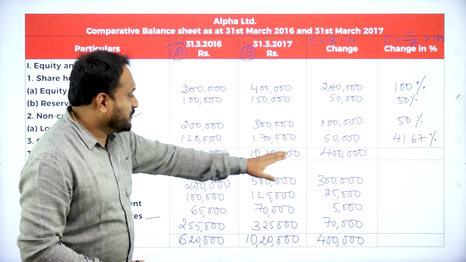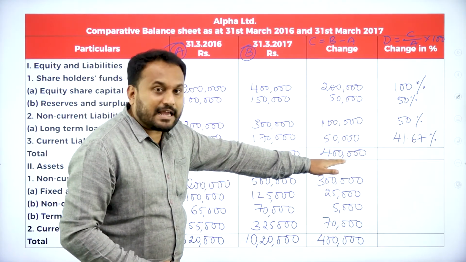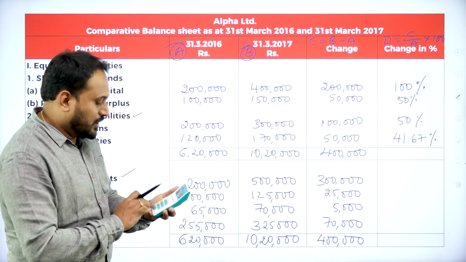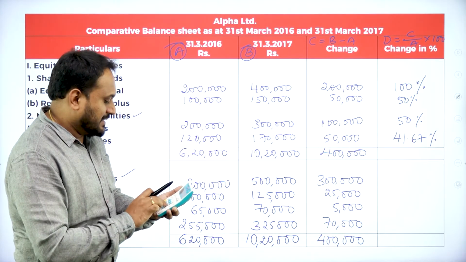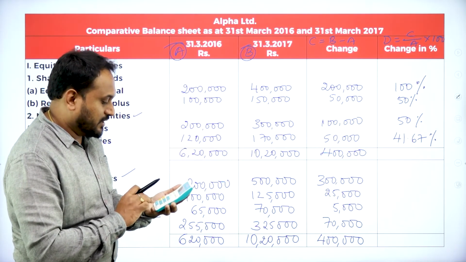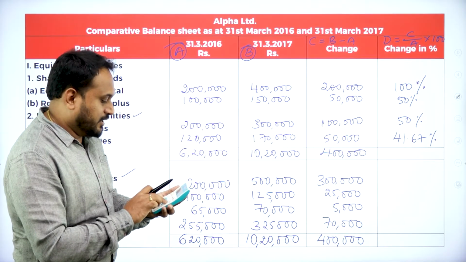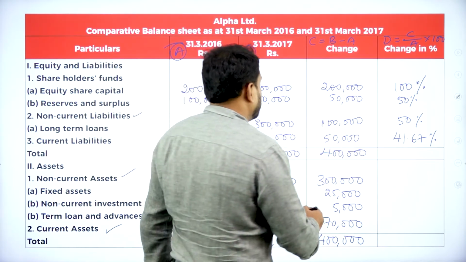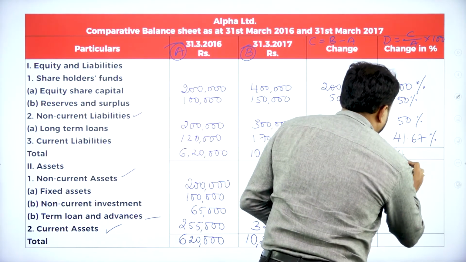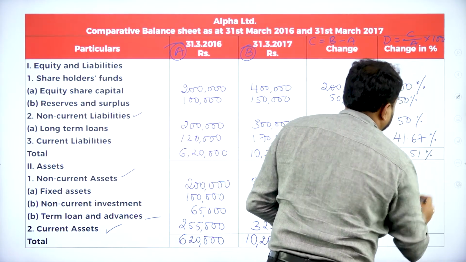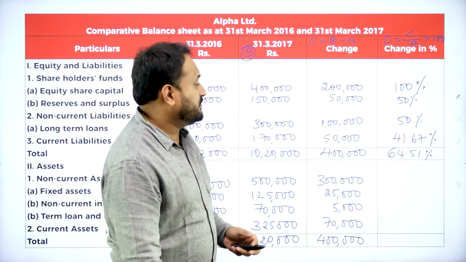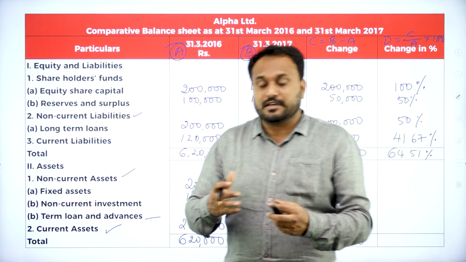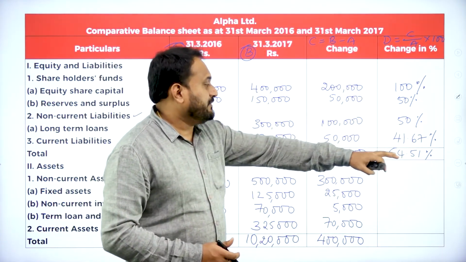Next here, same way. Now we have 4 lakh divided by 6,20,000 into 100. So 64.51%. So here how much you got? 64.51%. Never write only 64.51. It is always 64.51% that you are supposed to write here. Now we got the 64.51%.